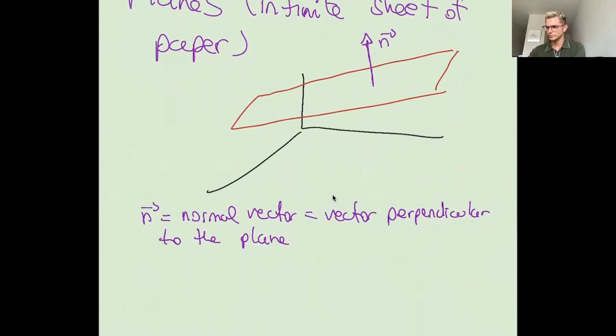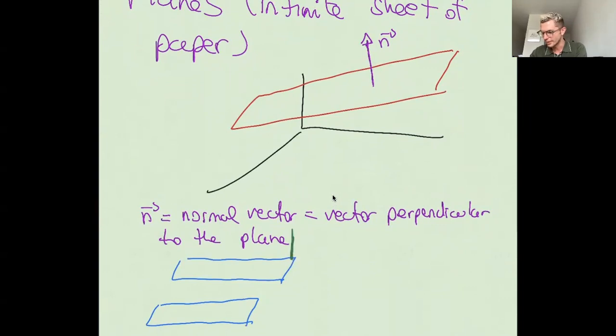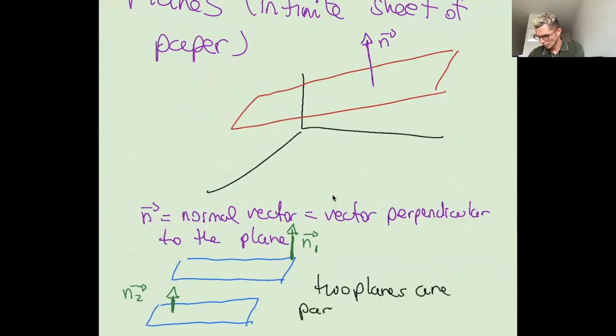Okay. So for example, we would say that two planes are parallel if their normal vectors, which don't necessarily need to have the same size, are parallel. Here, there's a normal vector and there's another normal vector. So you would say the two planes are parallel if their normal vectors are parallel.